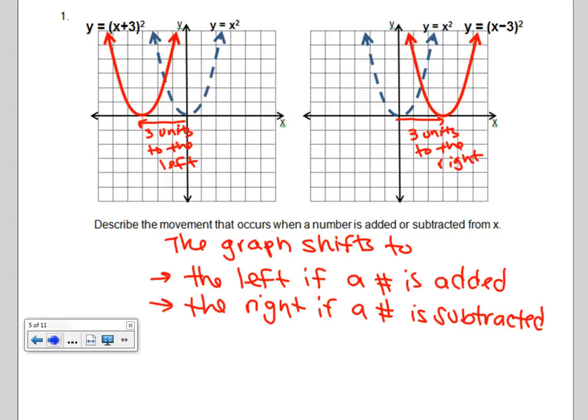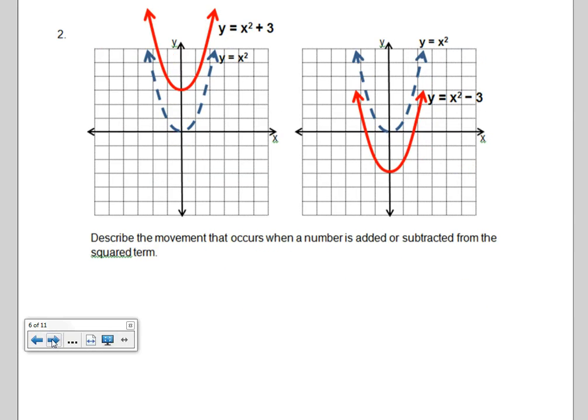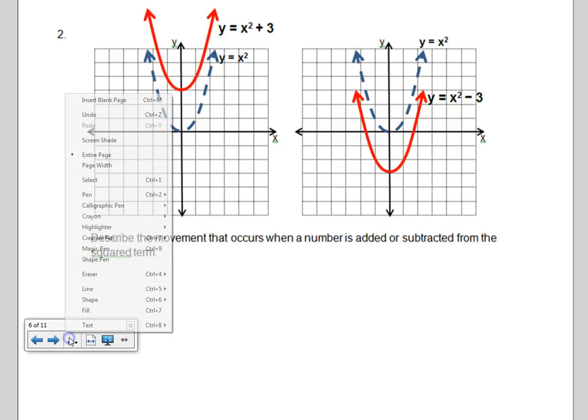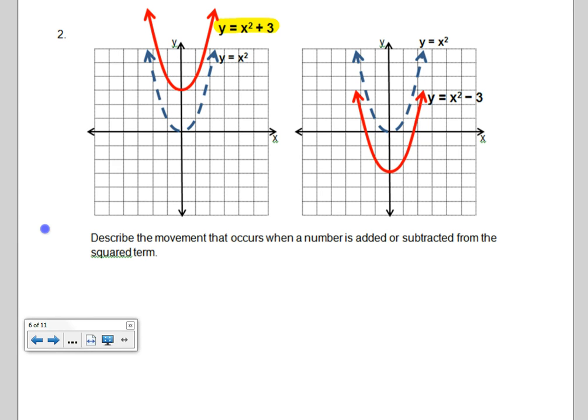Okay, pause if you need to, or moving on. With problem number 2, notice the equation y equals x squared plus 3 is the first graph. And then y equals x squared minus 3 is the second graph. And again, the blue dotted graph is the original parent graph. If you notice, the parent graph got shifted up 3 when a number was added. And it went down 3 when the number got subtracted.